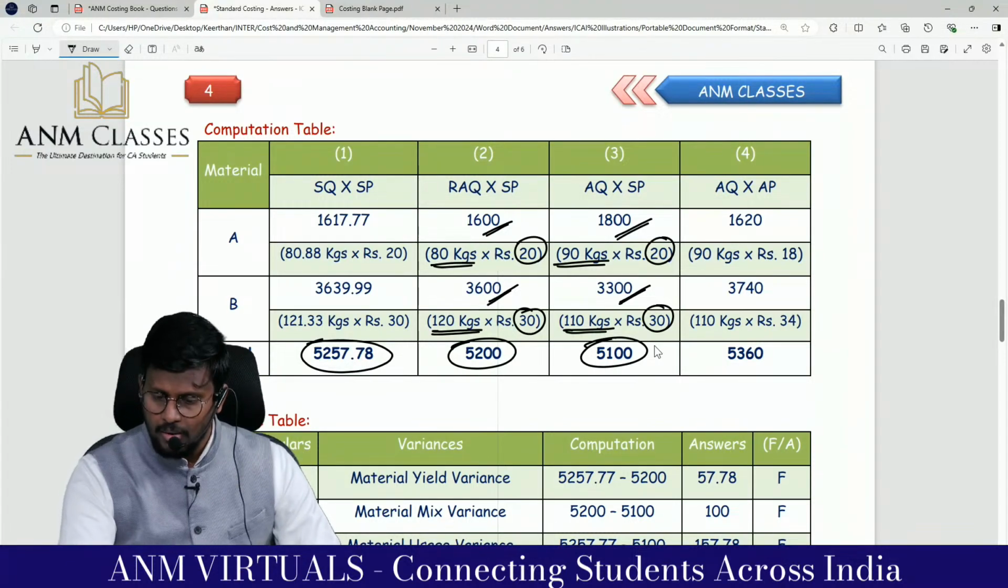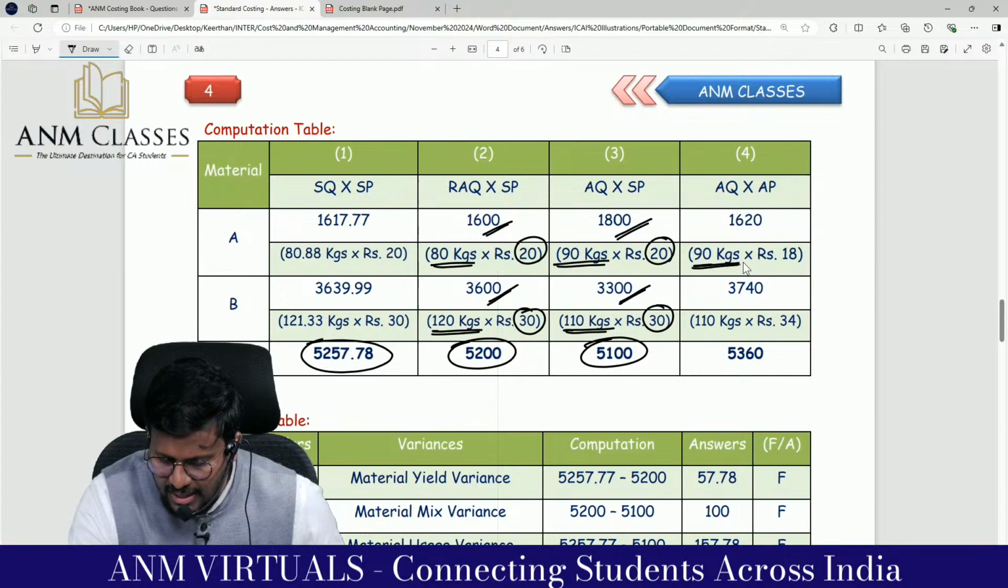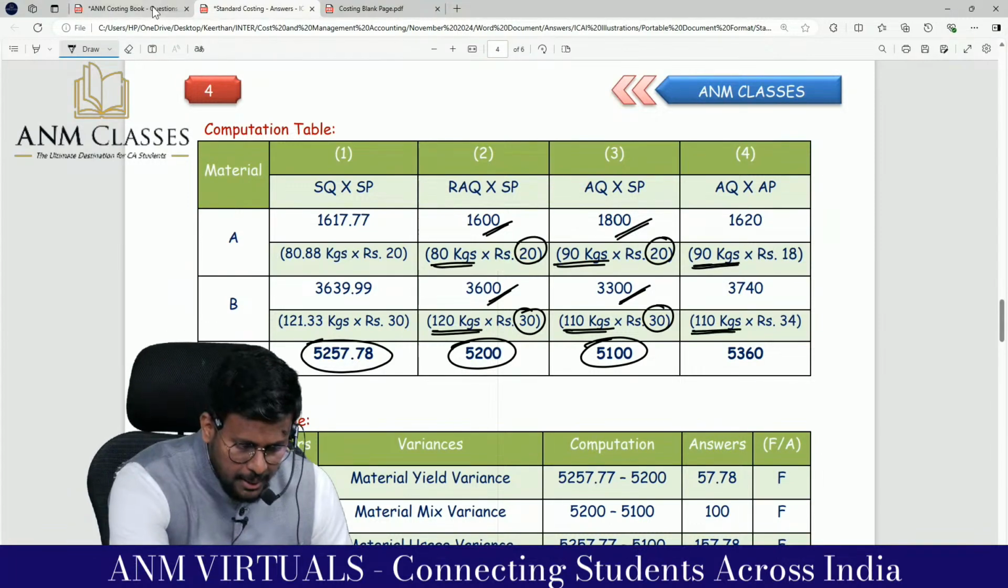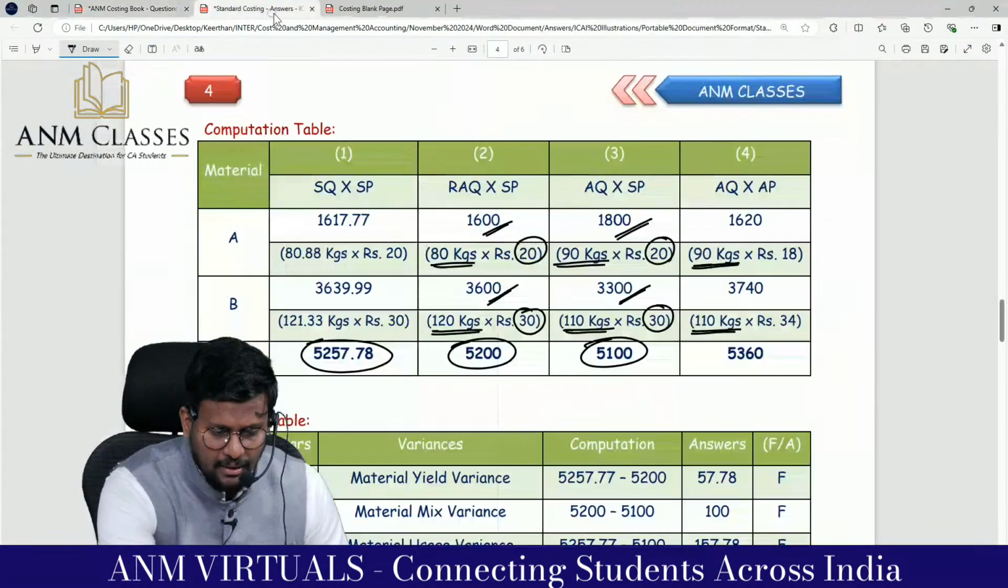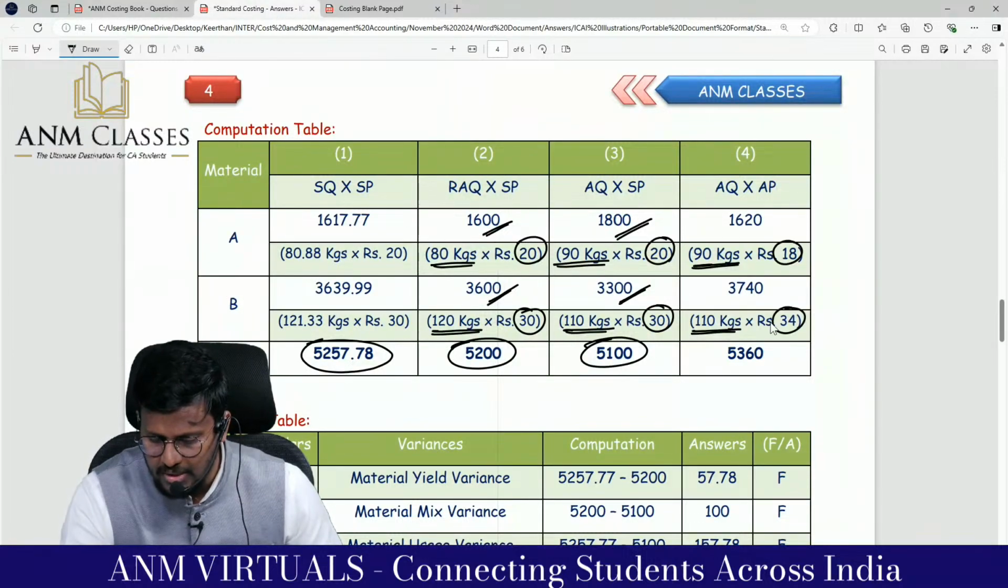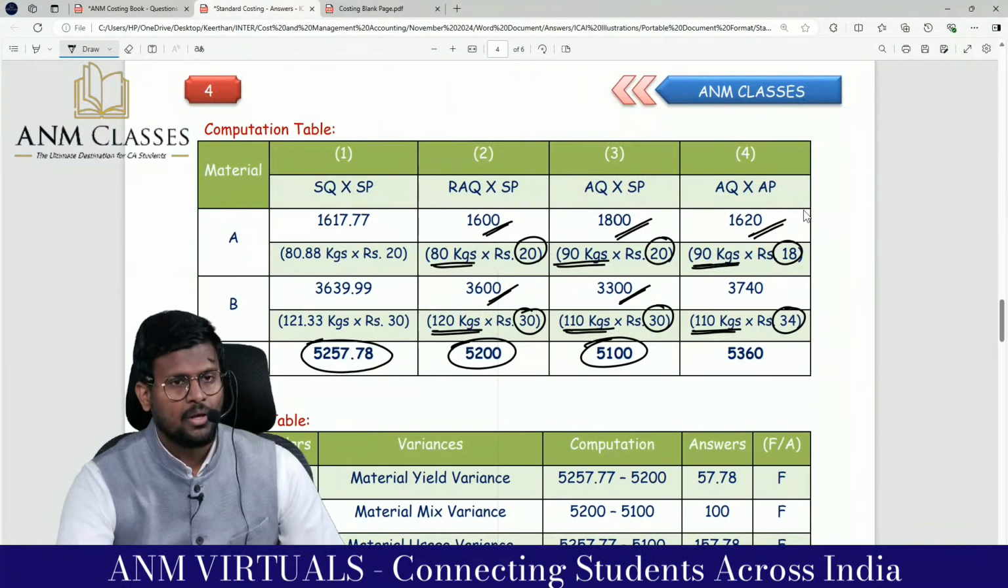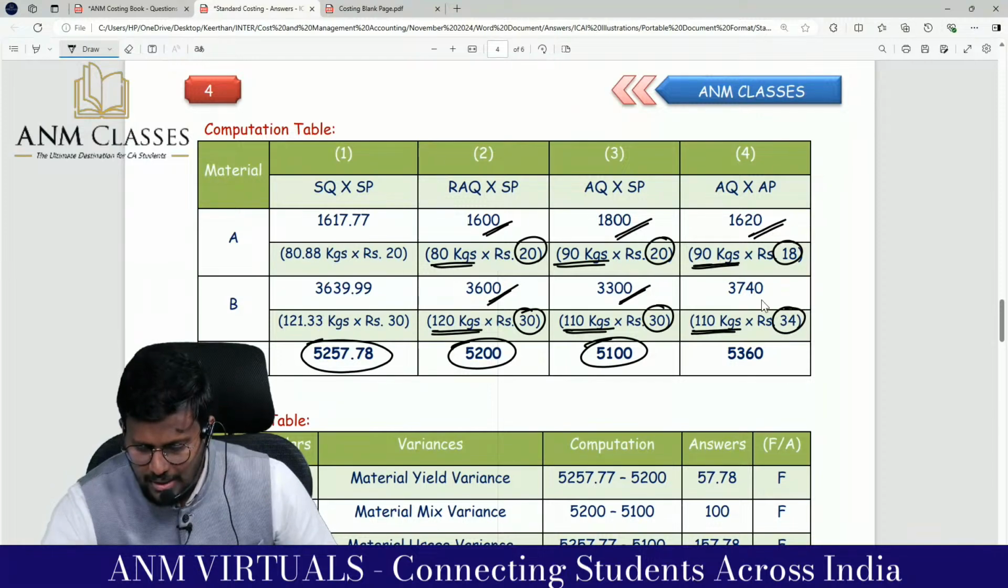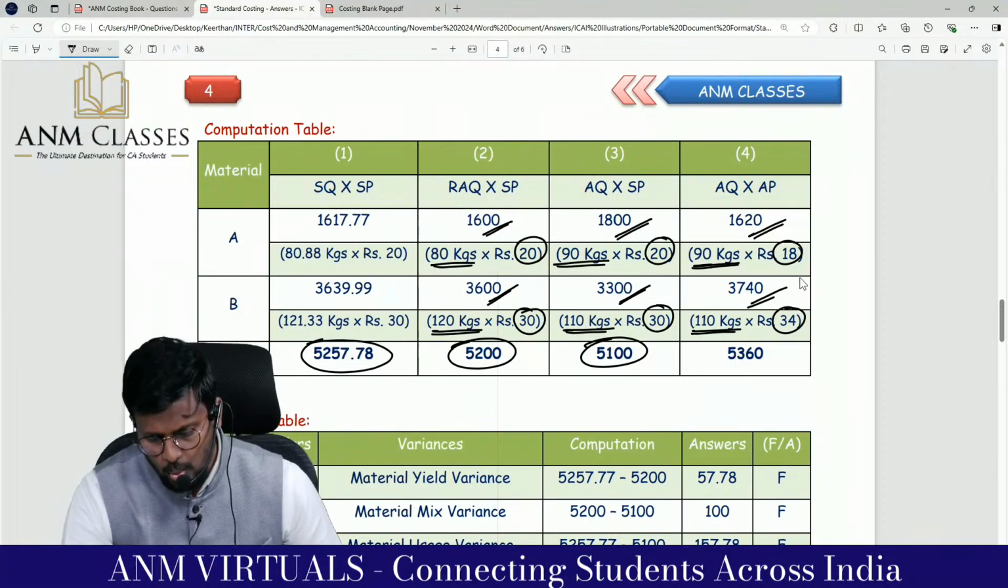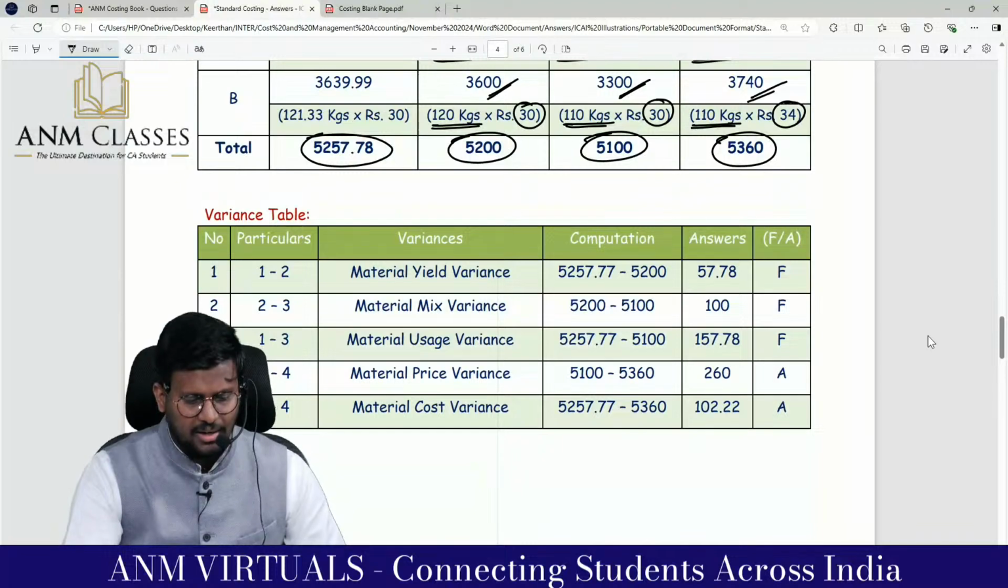Actual quantity is 90 and 110. They themselves have given 18 and 34 as the actual price. 90 into 18 is 1620. 110 into 34, total comes to 5360.